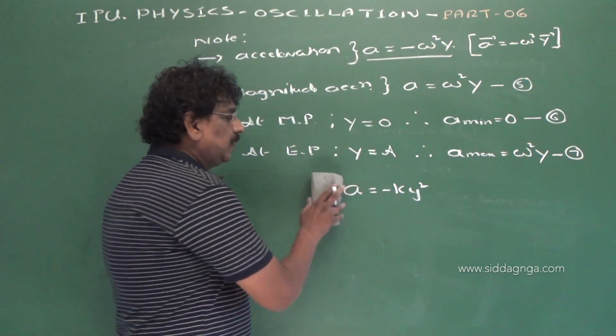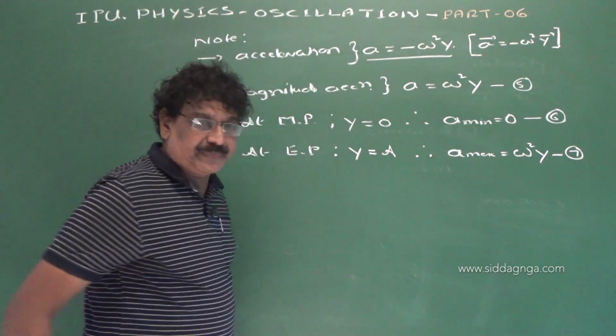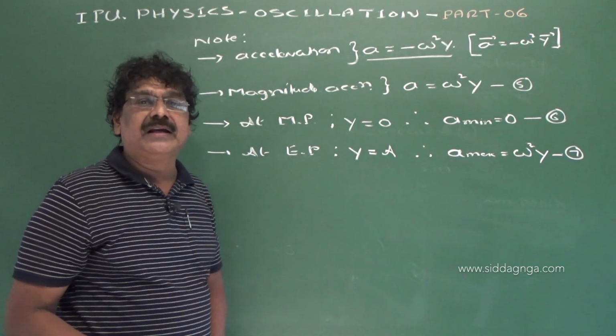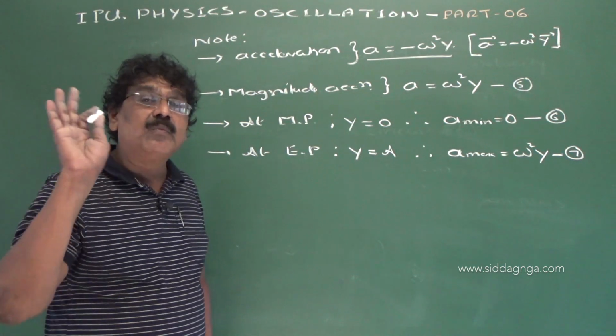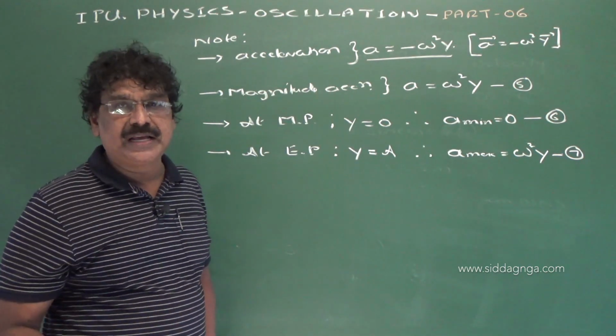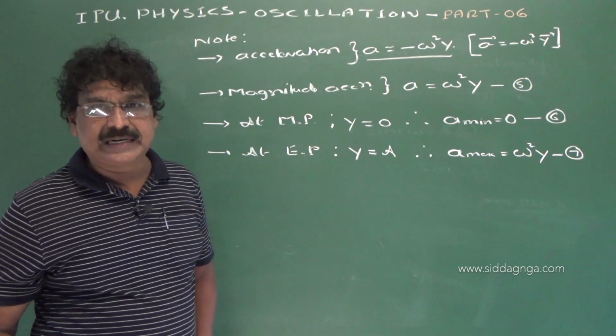So when A comes out to be equal to minus k y square or equal to minus omega square y, then that motion must be a simple harmonic motion. Right? Is that clear?